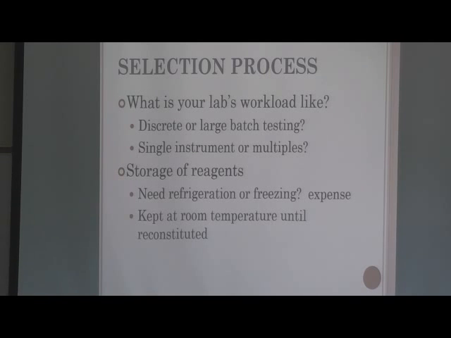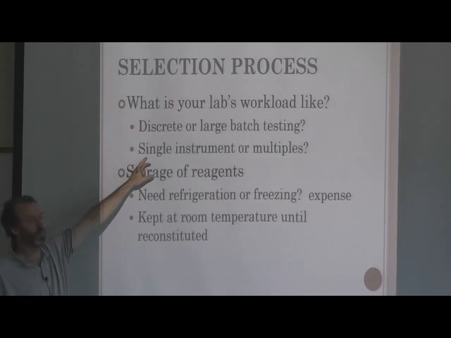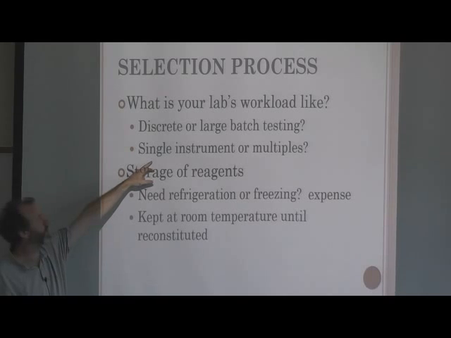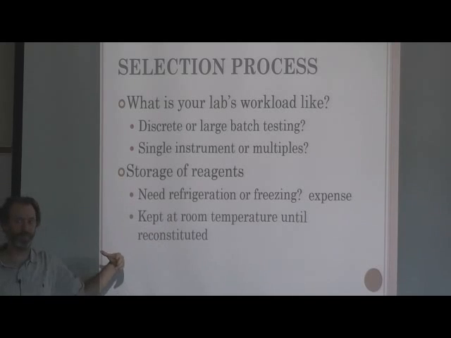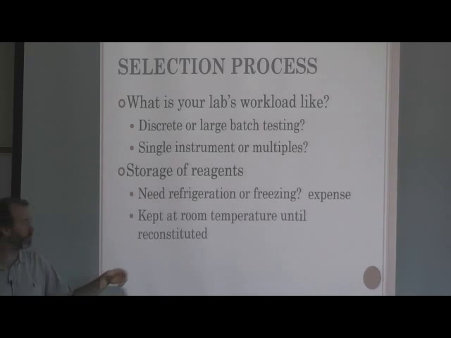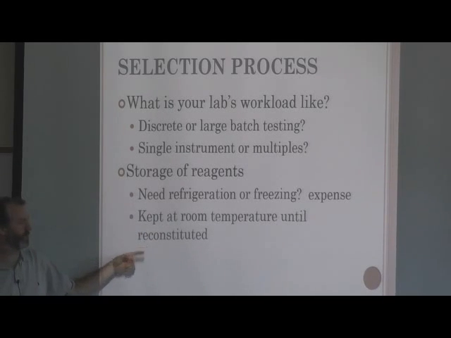So how are you going to pick what kind of system you need? What is your workload like? Discrete, where you do individual samples at a time, or you're going to do a large batch at one time. Single instrument or multiple instruments. You need to worry about storage of the reagents, right? You need refrigerator or freezing space because that costs more. Or kept at room temperature until reconstituted.